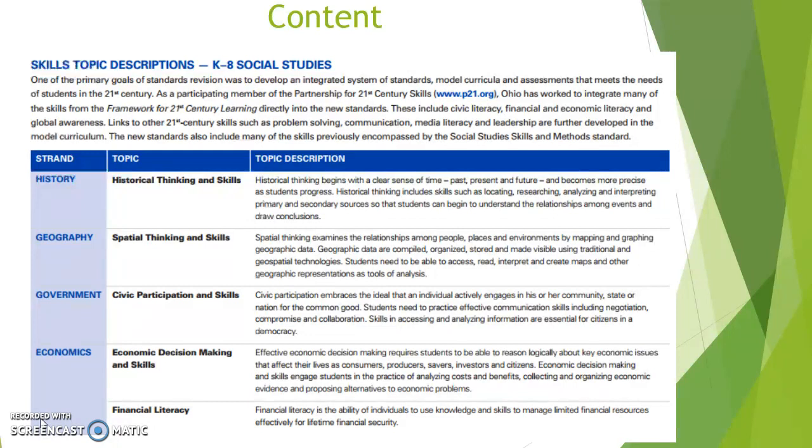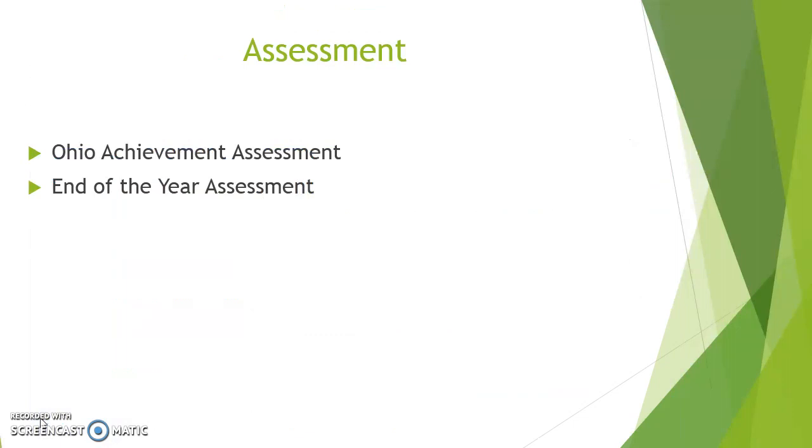Here you can see an example of the setup of strand, topic, and topic description in each of the 4 categories that must be covered within grades K through 8. When it comes to assessment, the Ohio new standards are very vague. The only thing that research has presented is the Ohio Achievement Assessment and the End of the Year Assessment.